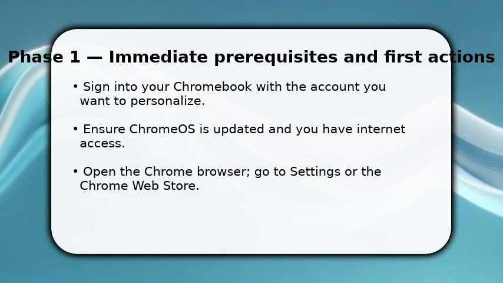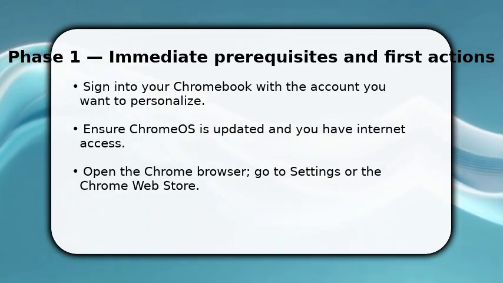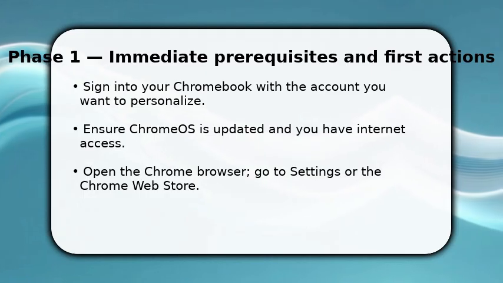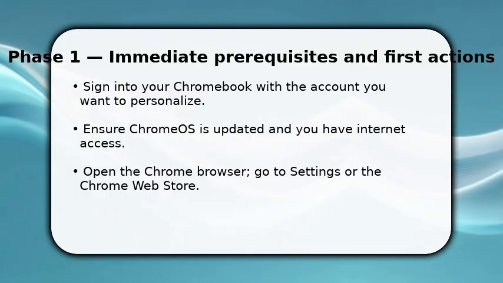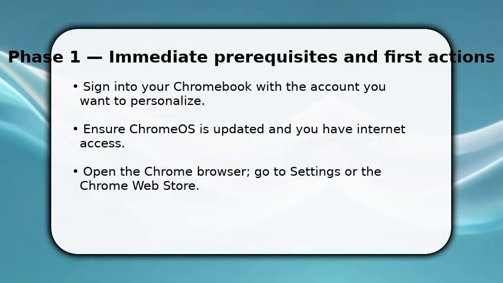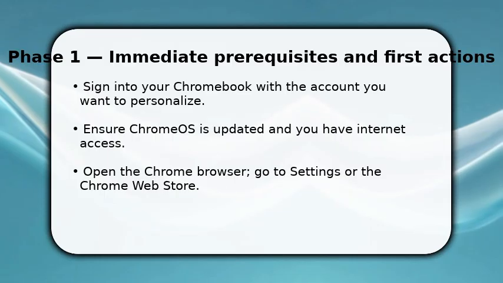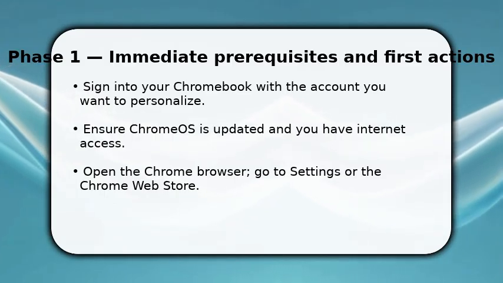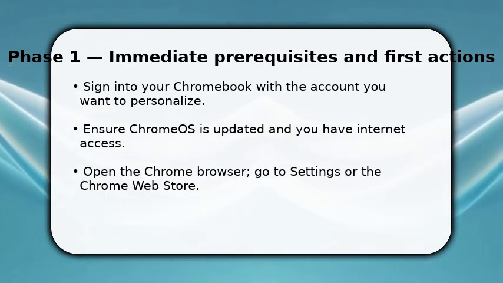From the browser, go to the Chrome Web Store's Themes section or open Settings Personalization to change wallpaper or system theme. Start with the Web Store when you want a full Chrome UI theme. Use settings for wallpaper and light versus dark system mode. This first step gets you into the right place.